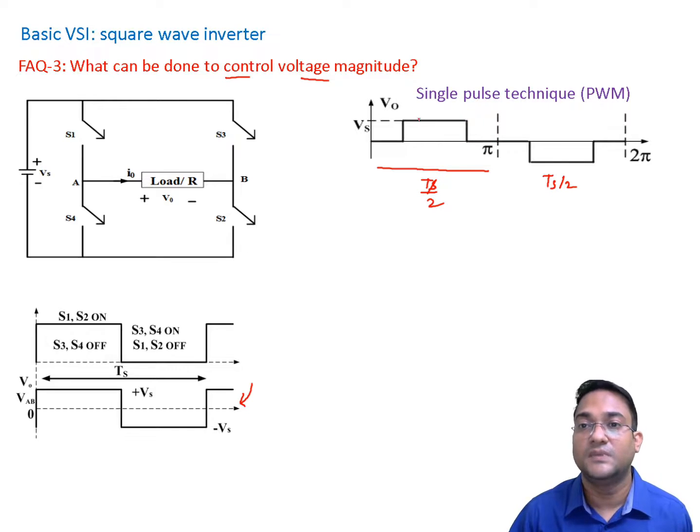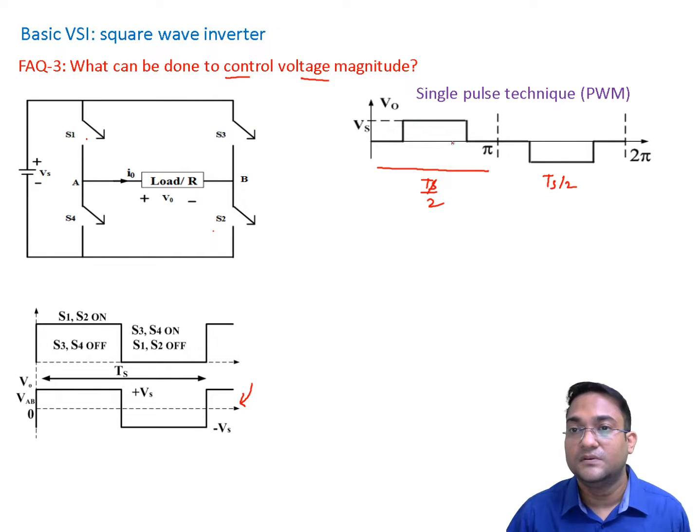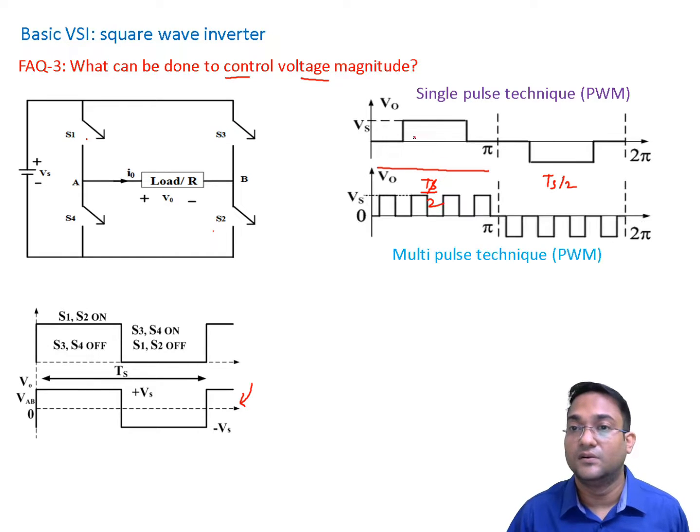Now how do you apply positive voltage? You turn on S1 and S2. And how do you apply 0 voltage? You turn on S1, S3 or S2, S4. So this way I will be able to control what will be the RMS value at the load terminal.